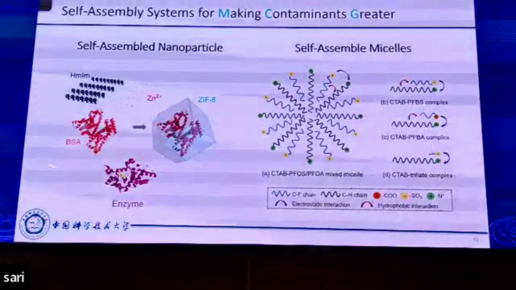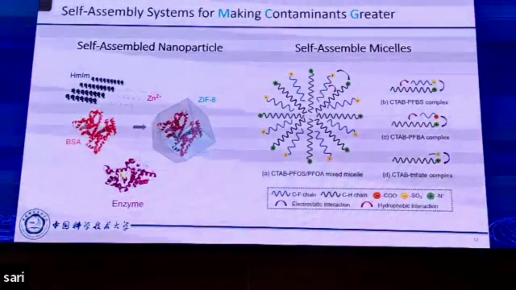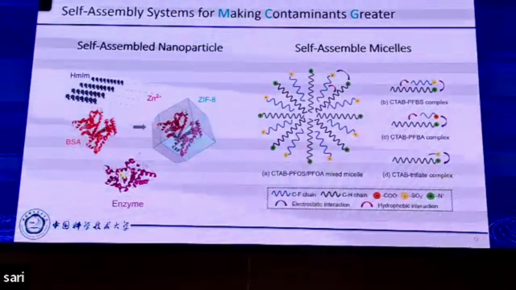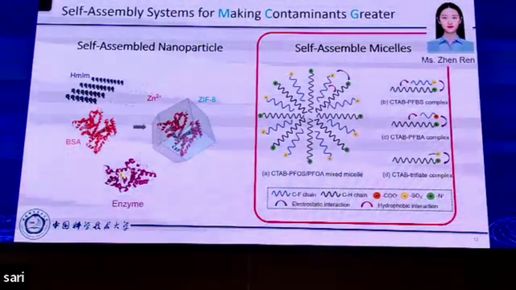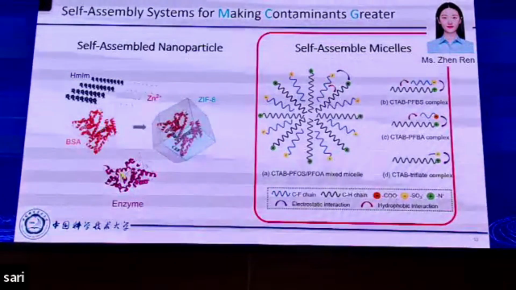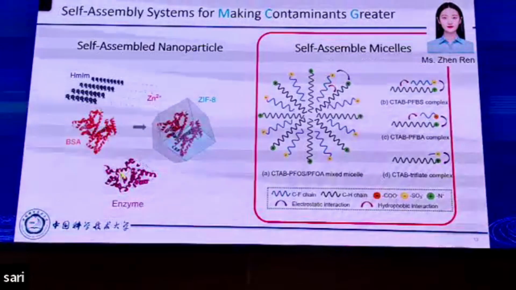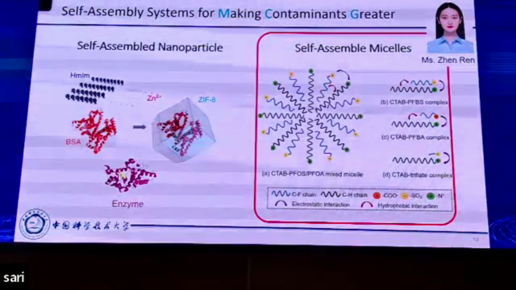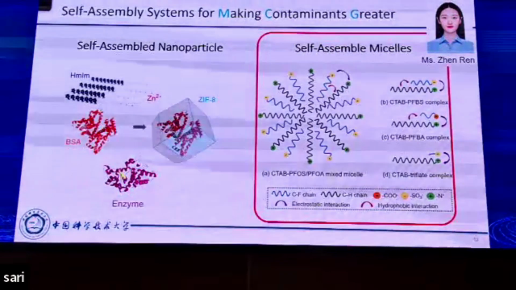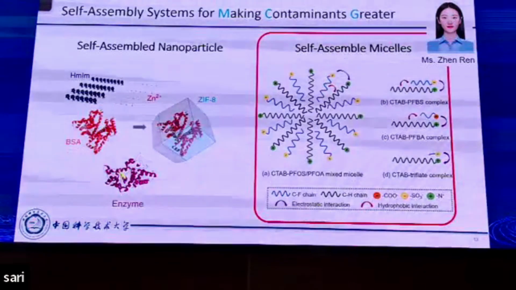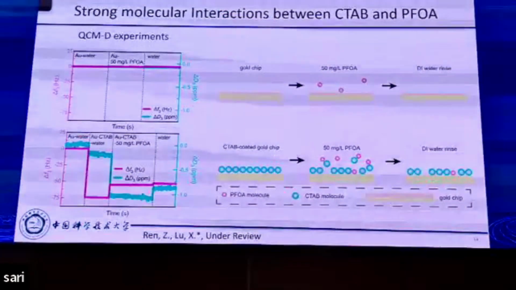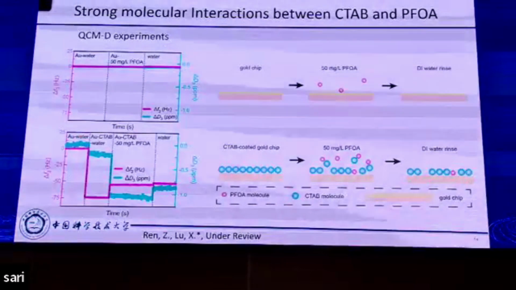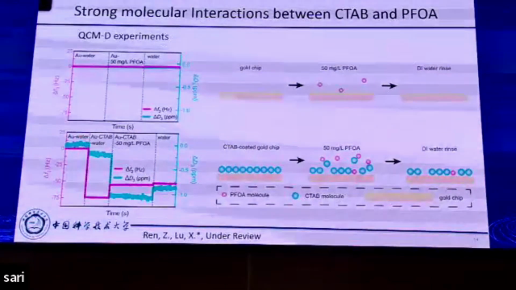Okay, and after finishing the first one, let's switch gears and move on to the second one, which is safe or simple micelles. This work was conducted by my master's student, Ms. Zheng Zhen. Generally, what we do is mix this emerging contaminant PFOA with a surfactant. First, let's see their interactions. We want to evaluate how the PFOA interacts with our surfactant.